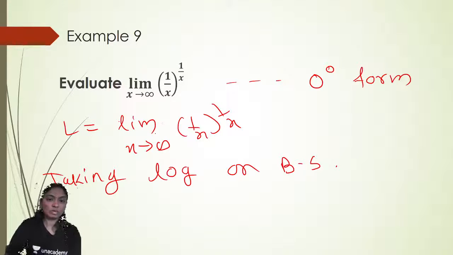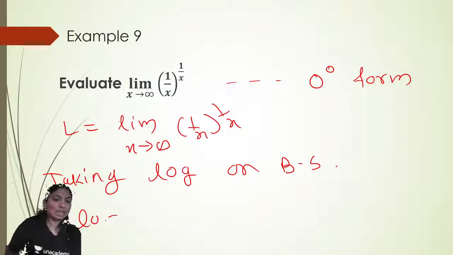If you take log here, either the form will be converted into 0 into infinity form, and we know how to evaluate the 0 into infinity form, right? We will adjust the term f of x or g of x and then again convert it into either 0 upon 0 form or infinity upon infinity form.